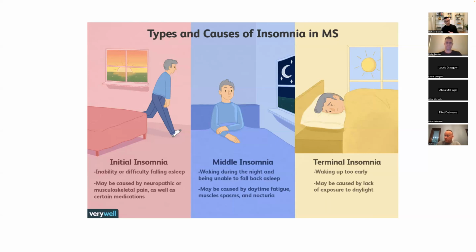For middle insomnia, we use a long half-life medication. I like to use eszopiclone, which is Lunesta, or Ambien CR, which is controlled release Ambien, which lasts a little bit longer than regular Ambien. Question?